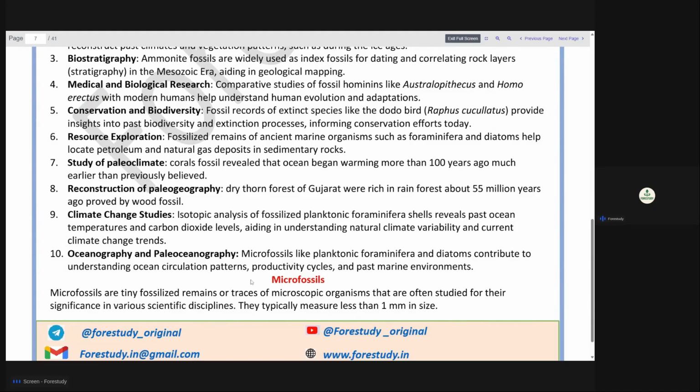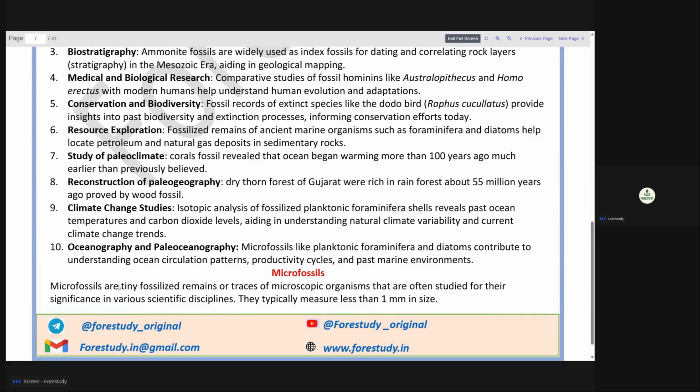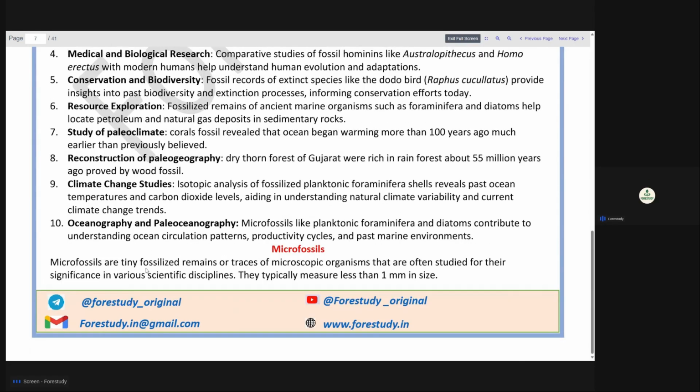Then coming to the next topic, that is microfossils. Microfossils are very tiny fossils which are sometimes not even visible to the naked eye. Microfossils are tiny fossilized remains or traces of microscopic organisms. Remember, microfossils means microscopic organisms that cannot be seen with the naked eye. They are often studied for their significance in various scientific disciplines.